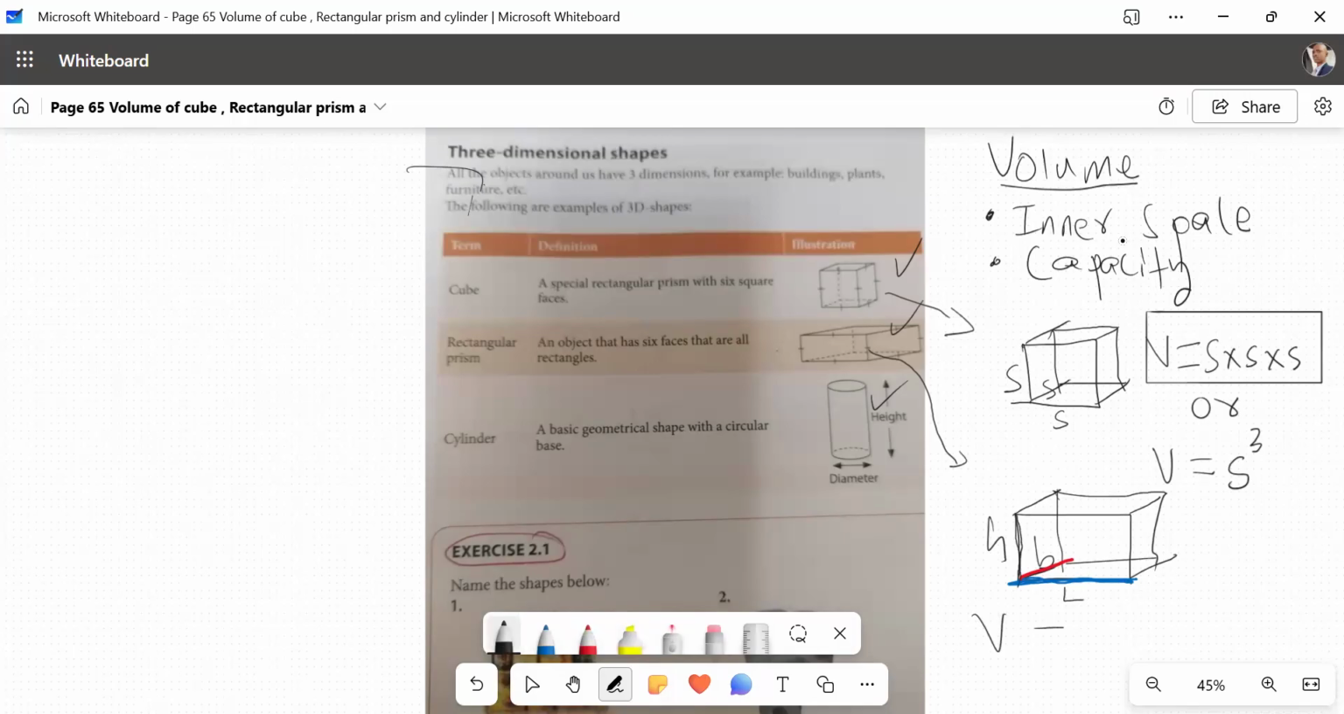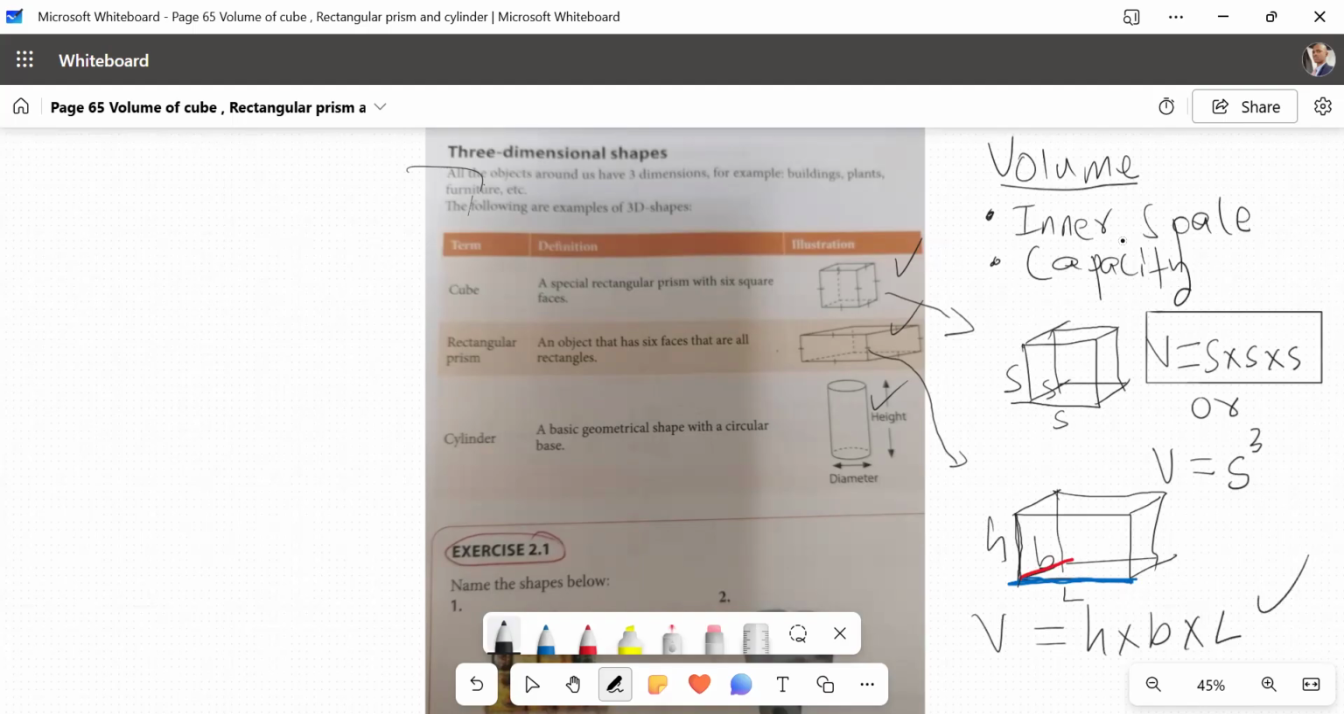So if I want to calculate the volume, I will forever say height multiplied by breadth multiplied by length. Then this is the formula that we'll always use to calculate the volume of a rectangular prism.